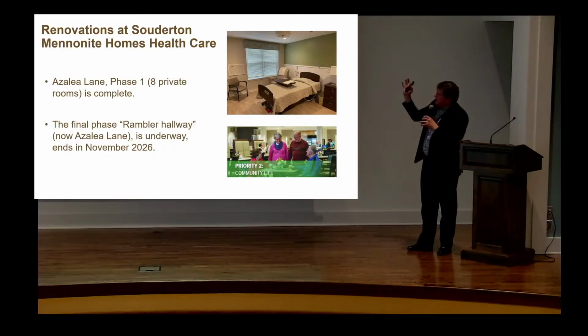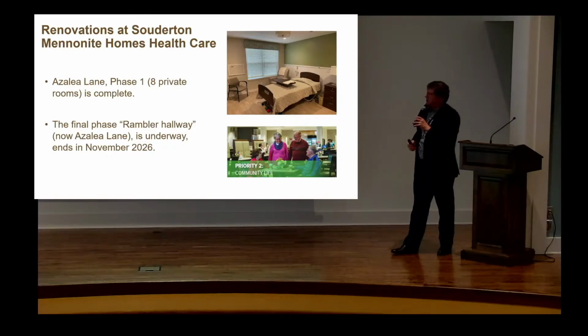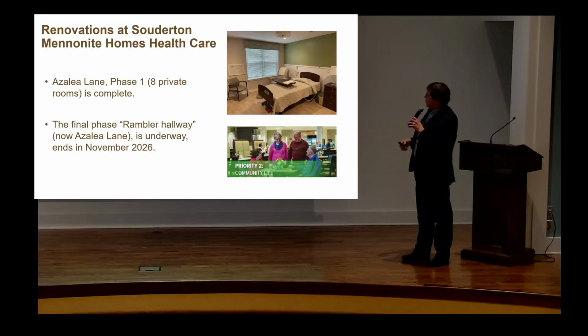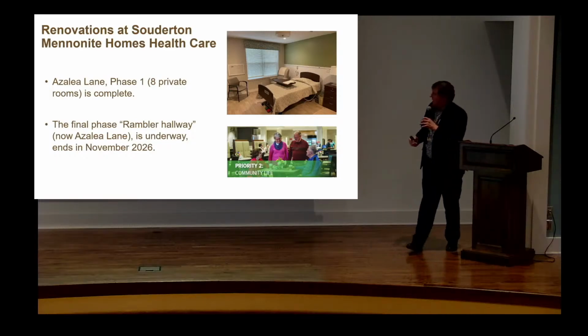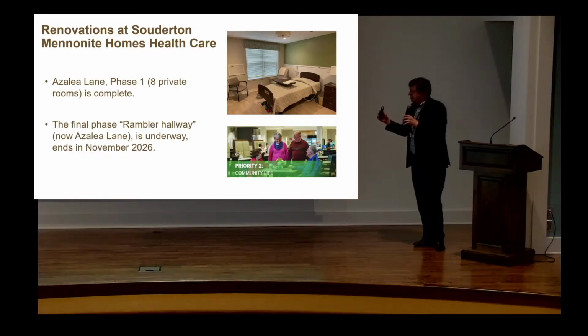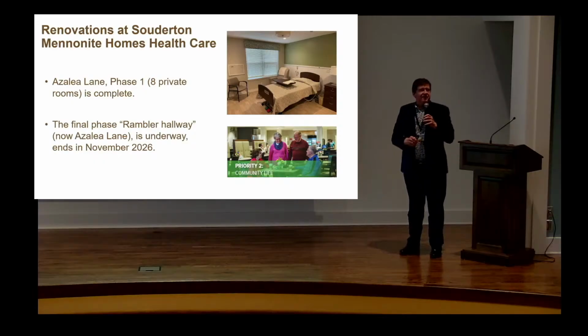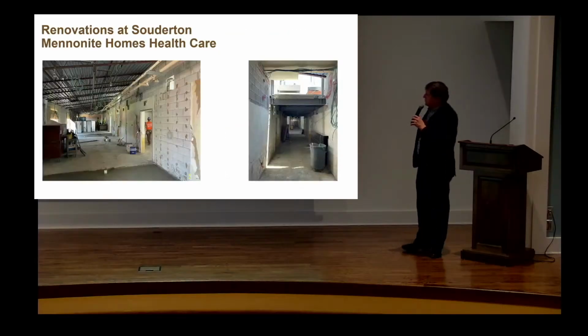So we did complete the first phase, which was in the front hallway and park view, what we used to call those areas. This is just an example of a resident room there and how it was set up. Those in Azalea Lane are all private rooms. The final phase, which we used to call Rambler, will now be part of Azalea Lane. That phase is underway, and we anticipate that being completed in November of this year.